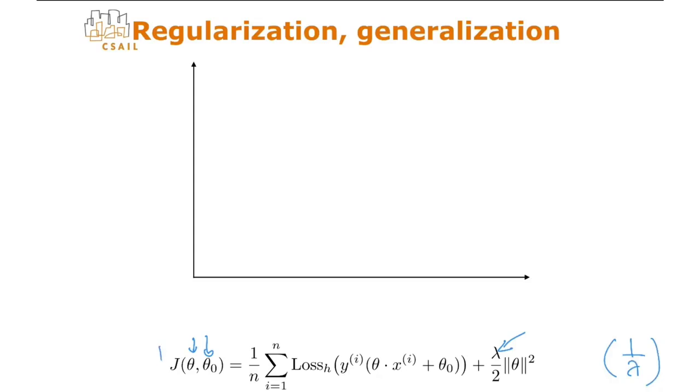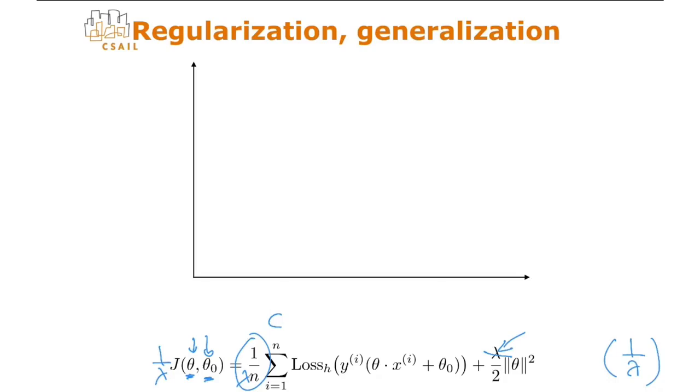So I will divide the objective function here by 1 over lambda. That doesn't change the optimizing values of theta and theta naught. I get lambda here, and this lambda goes away. And then I will just call this coefficient here c.